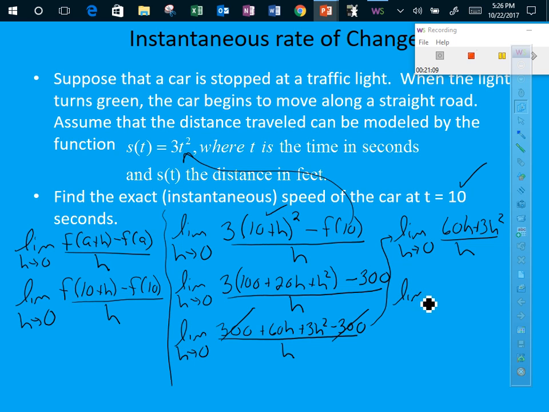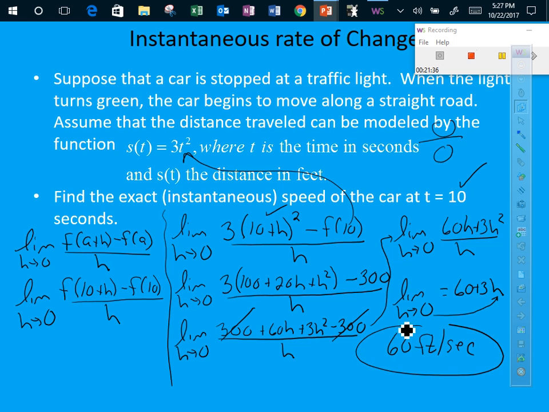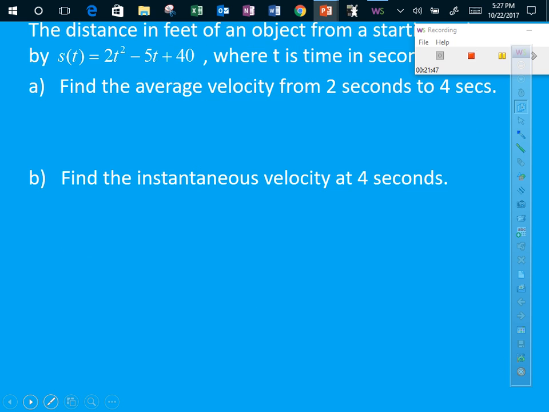I can now take out an h out of each term. That's powerful because at this moment, I'm getting rid of that 0 over 0. So now I'm with 60 plus 3h. I can finally plug in 0 for h. So my limit, my derivative, my slope of the tangent line, the instantaneous rate of change, is 60 feet per second. That's going to be our steps on all of these. So that's what we got so far. Come over to your next one if you would.